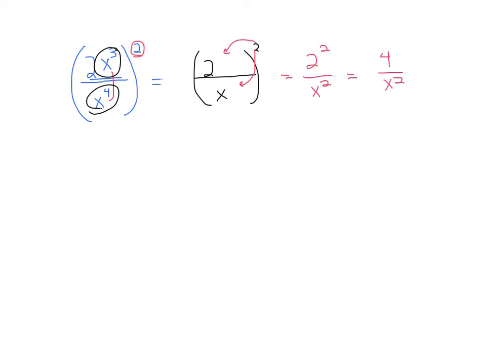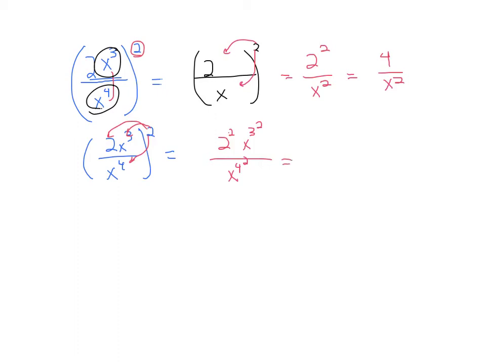So the other way to approach that would be to sort of distribute first. And remember, you have to distribute to everything. So it's going to be 2 squared, x to the third squared, and x to the fourth squared.